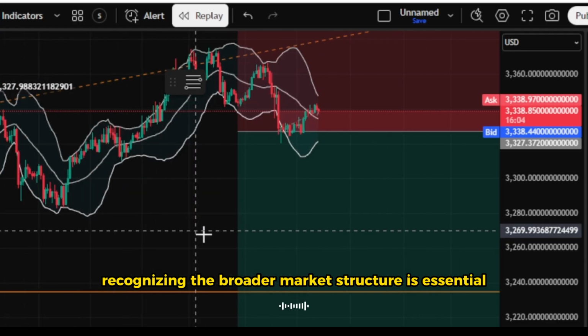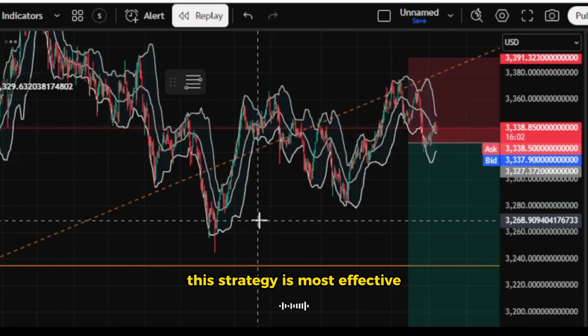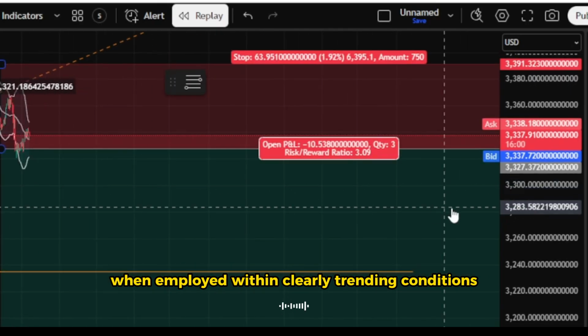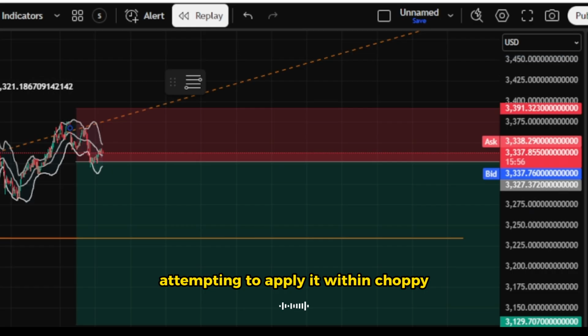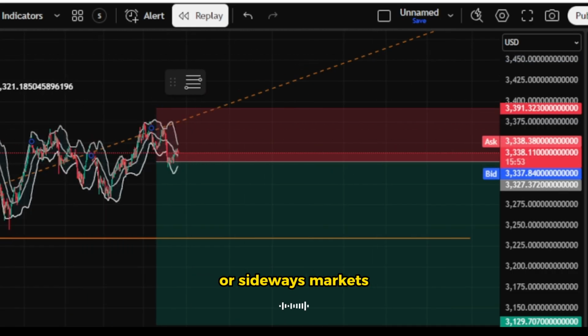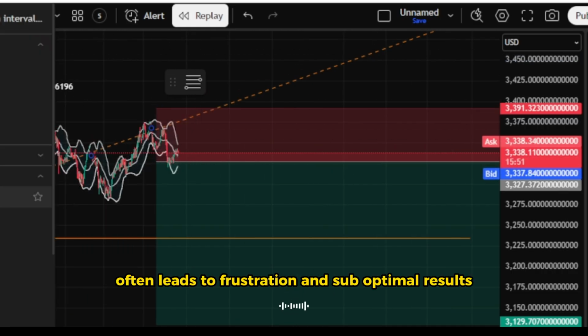Recognizing the broader market structure is essential. This strategy is most effective when employed within clearly trending conditions confirmed by higher timeframe analysis. Attempting to apply it within choppy or sideways markets often leads to frustration and suboptimal results.